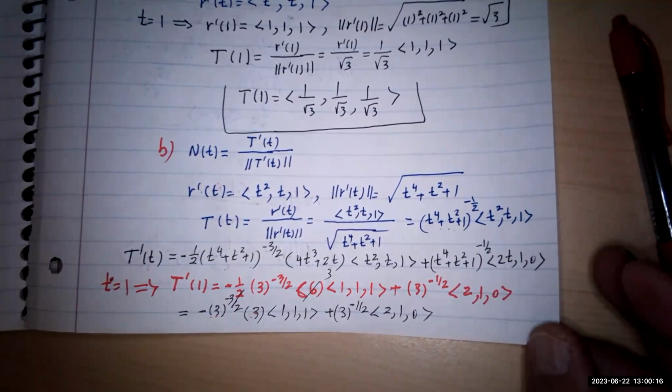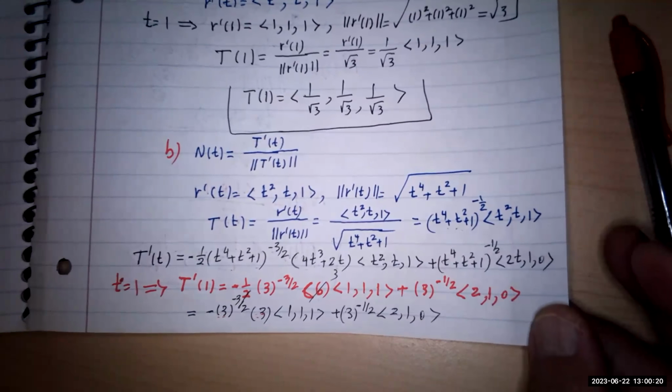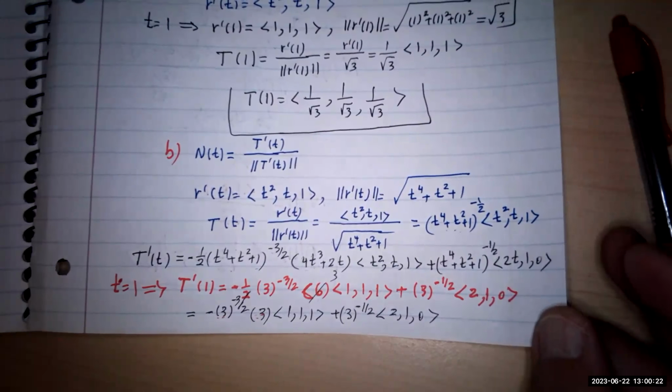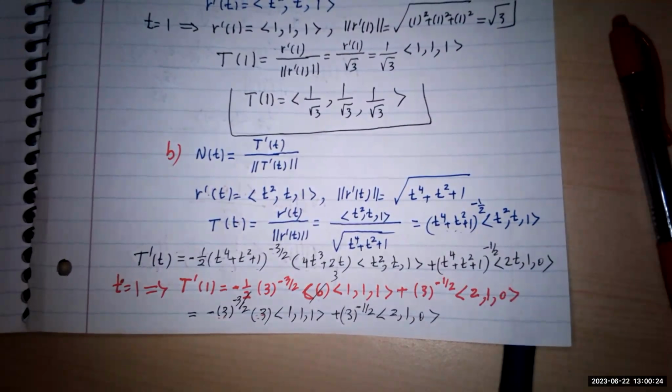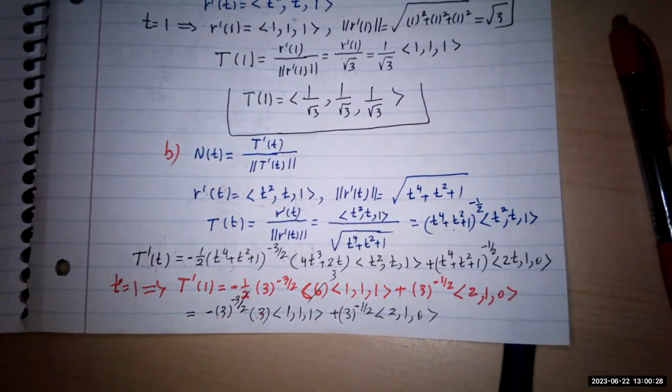One question: finding T of t and N of t. You need the tangent vector and the normal vector. This is part of the game that would be given to you. Any question?